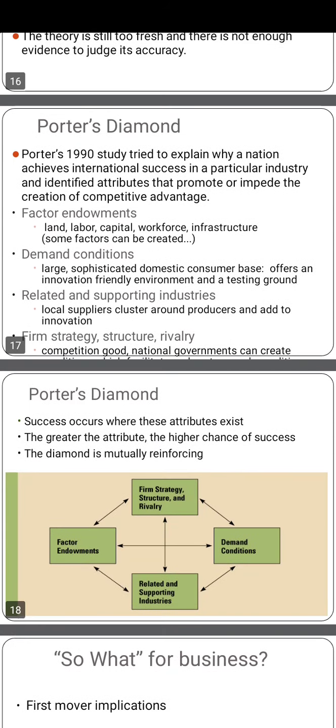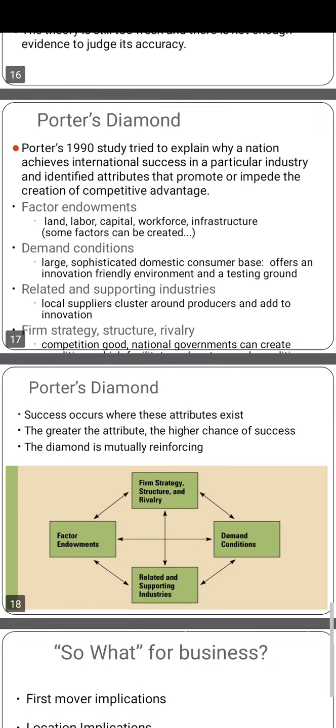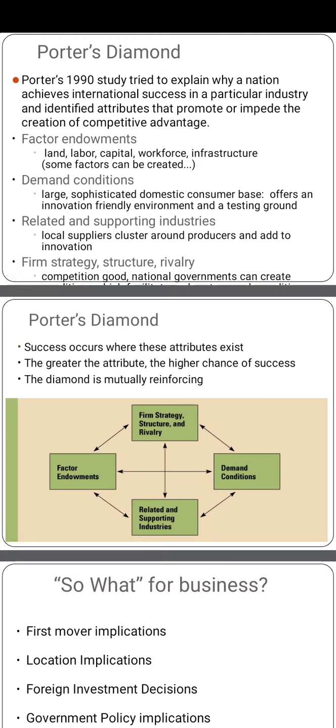Now comes another theory, Porter's diamond theory. Porter's 1990 study tried to explain why a nation achieves international success in a particular industry and identified attributes that promote or impede the creation of competitive advantage. These factors are factor endowment, demand conditions, related and supporting industries, and firm strategy, structure and rivalry. Factor endowments are land, labor, capital, workforce, and infrastructure.